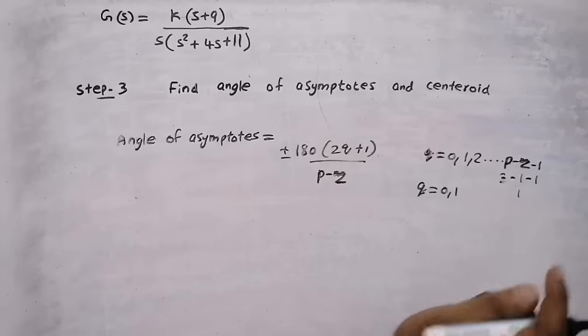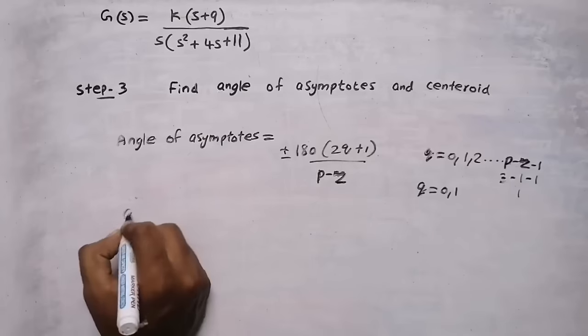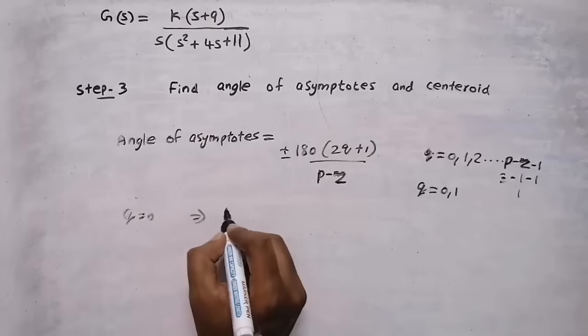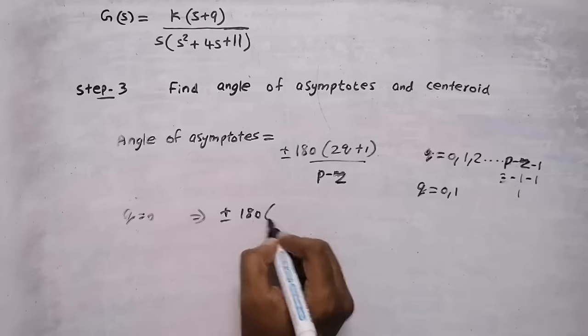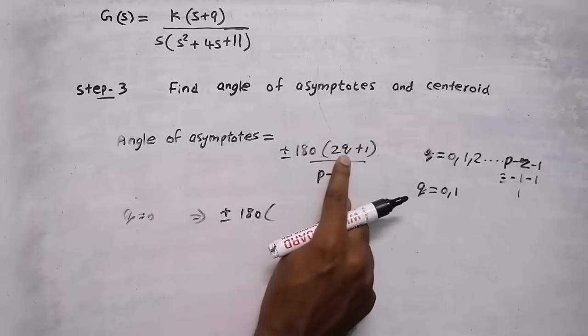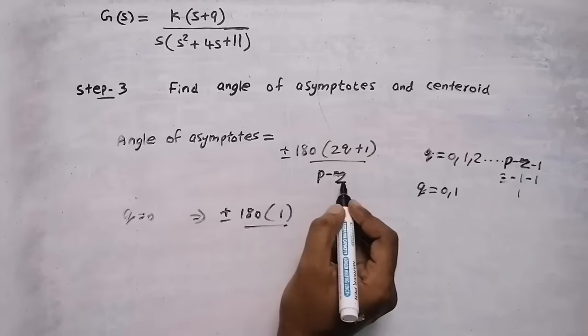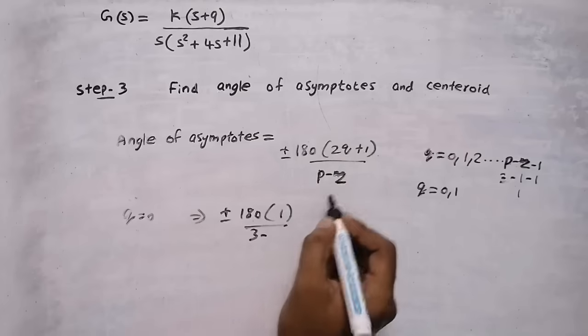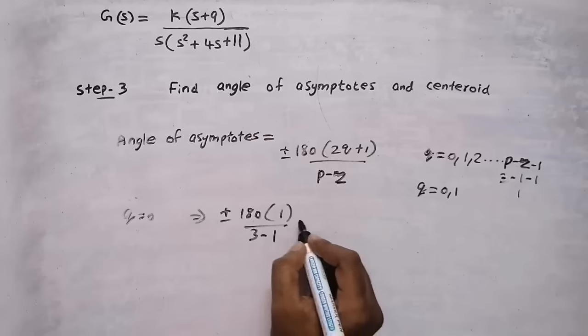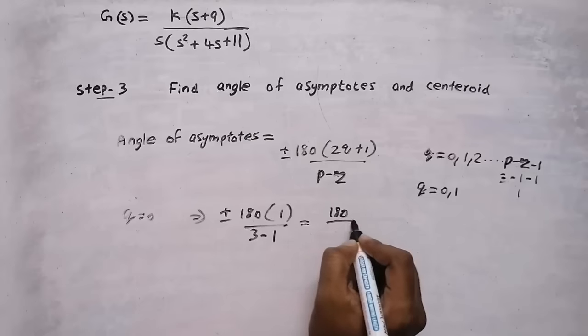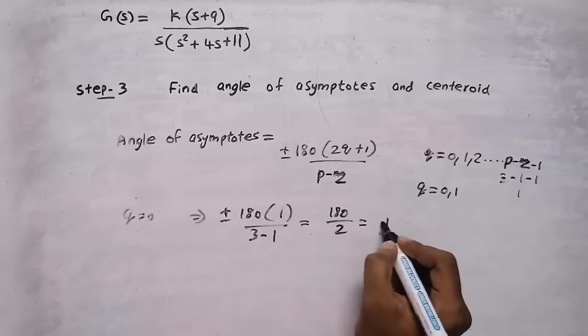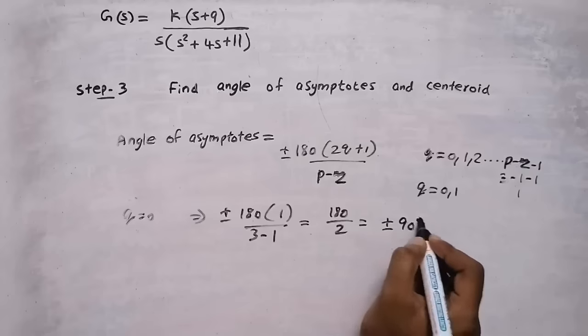Now when we have q equal to 0, the angle of asymptotes is going to be plus or minus 180 into, instead of q, 0. So 2 into 0 is 0, 0 plus 1 is 1, divided by p minus z. Number of poles is 3, number of zeros is 1, so 3 minus 1 is 2. 180 into 1 divided by 2 is going to be 90. So the angle is going to be plus or minus 90 degrees.